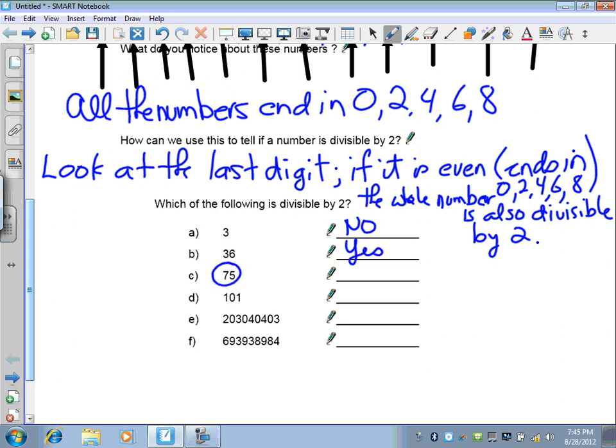75 ends in a 5. That's not in our list, so that's a no. Ends in a 1, so that's a no. Ends in a 3, and that's a no. And ends in a 4, so that's a yes. So that is the rule for the divisibility by 2. So to sum it up, to tell if a number is divisible by 2 evenly, that number must end in a 0, 2, 4, 6, or an 8. If it does, it's divisible evenly by 2.